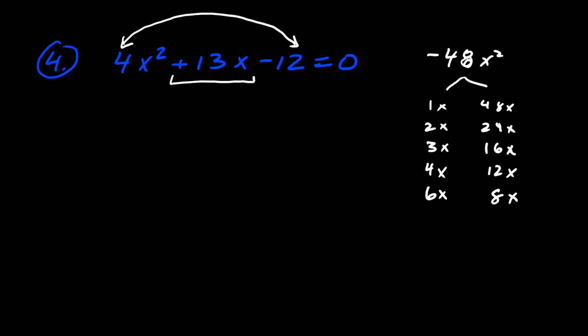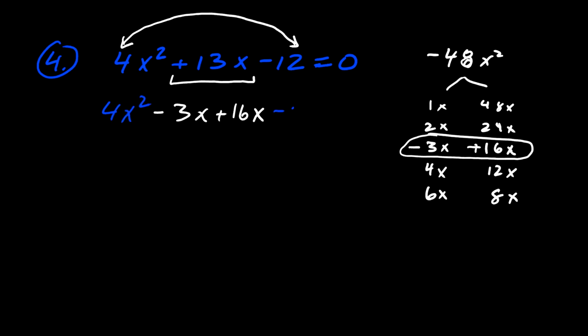I'm looking for what multiplies to make the negative 48 that adds to make the positive 13. But since it's a negative, I'm really looking for a subtraction symbol here. So we would have the 3 and the 16 will work. So if I had a negative 3 and a positive 16, that would work. So we're going to rename the 13x as minus 3x plus 16x. And then we'll rewrite everything else. 4x squared minus 12 equals 0.